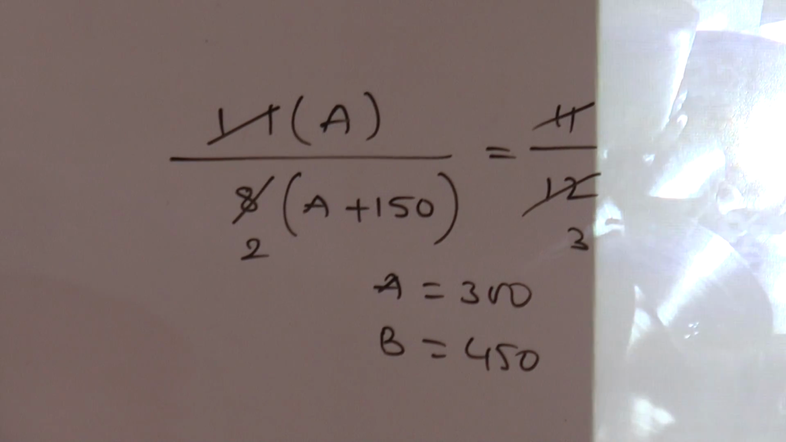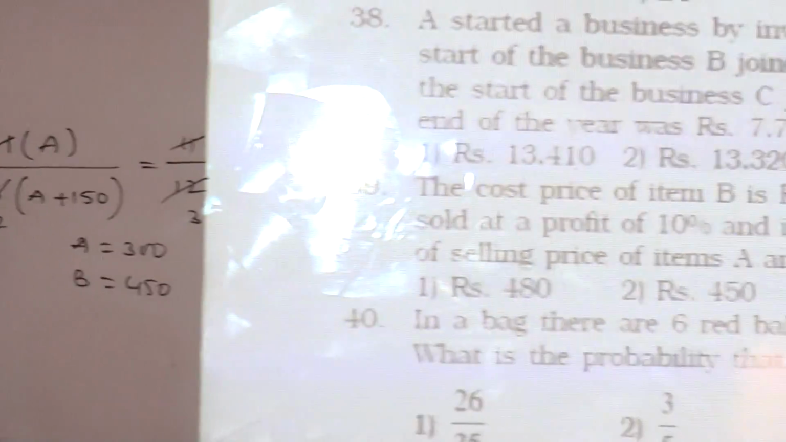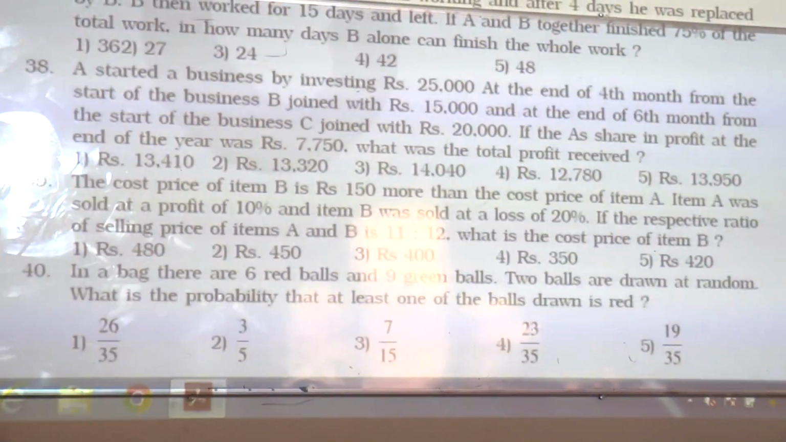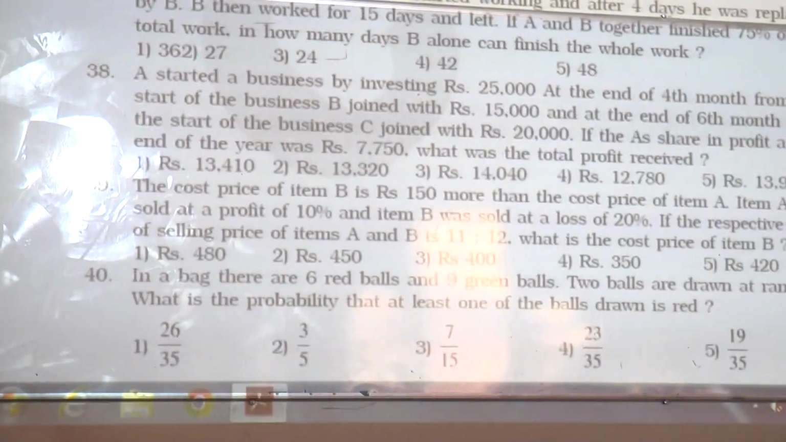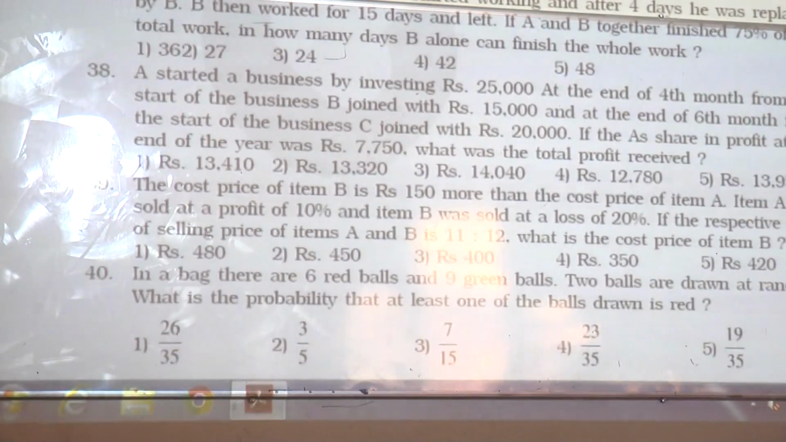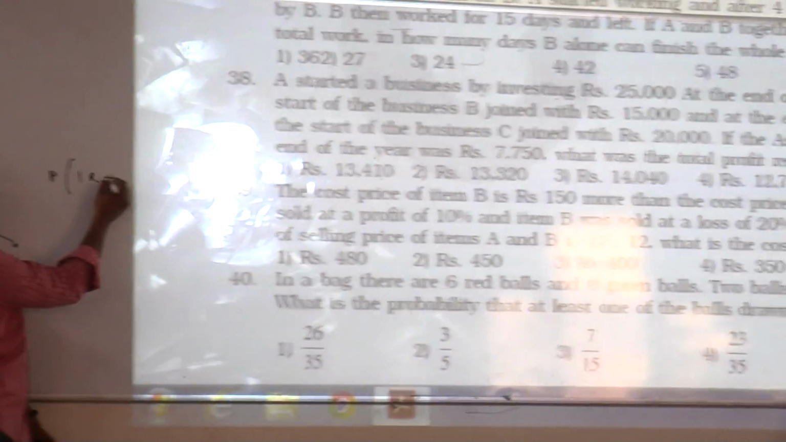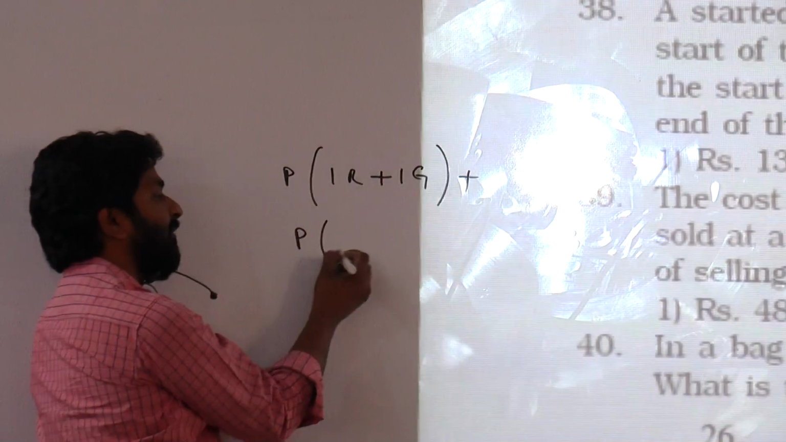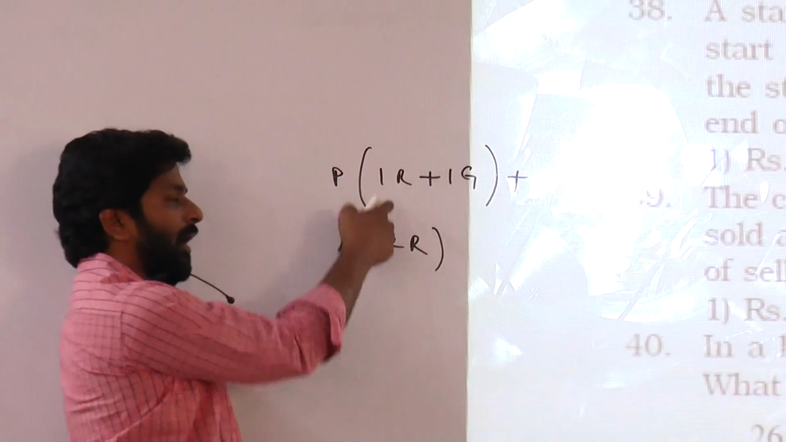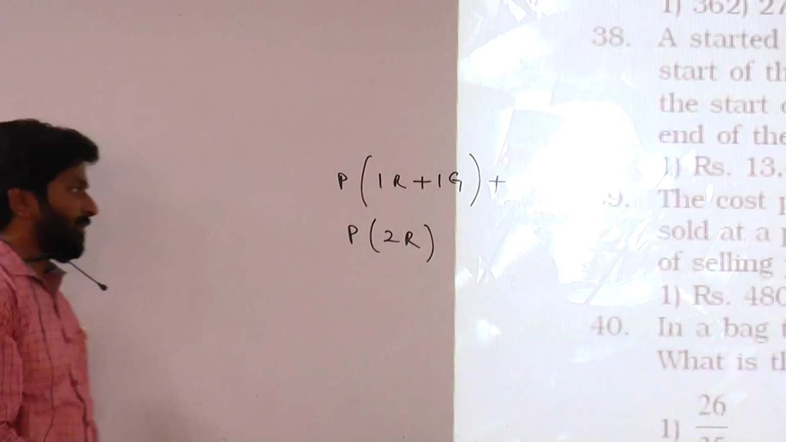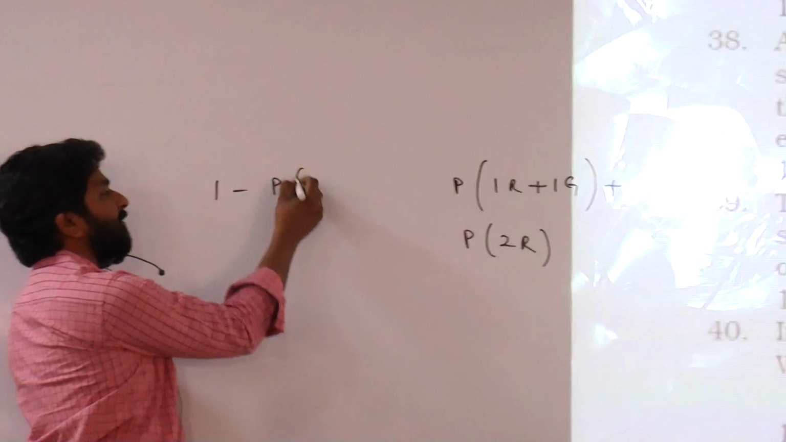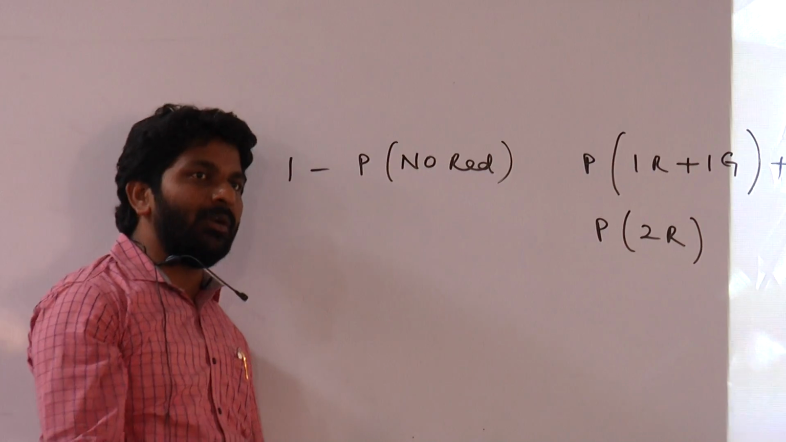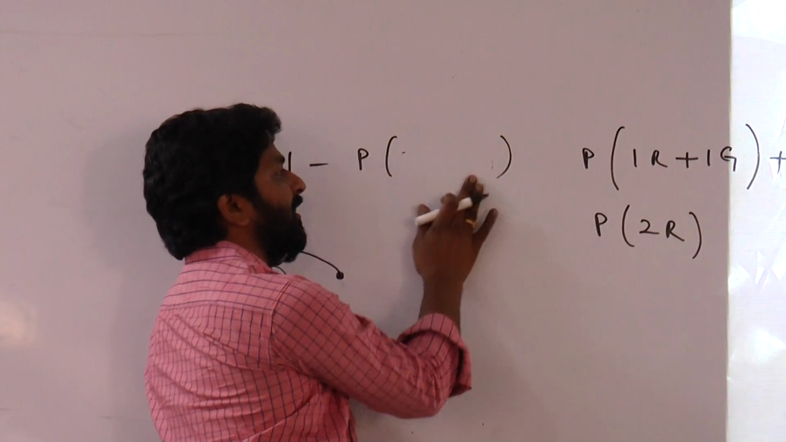Next, question 40. In a bag, there are 6 red balls, 9 green balls. Total you have 15 balls. 2 balls are drawn at random. What is the probability that at least 1 ball is red? At least 1 ball red out of 2. So, you need to calculate the probability of getting 1 red and then 1 green, and the probability of getting 2 red, and add these 2 values. Or else, 1 minus the probability of getting no red. Out of 2 balls, if you are expecting no red balls, it means both the balls must be green color.